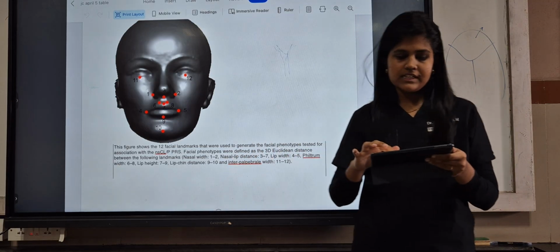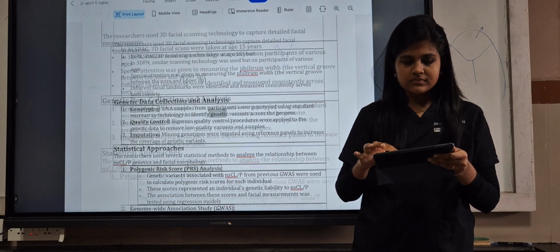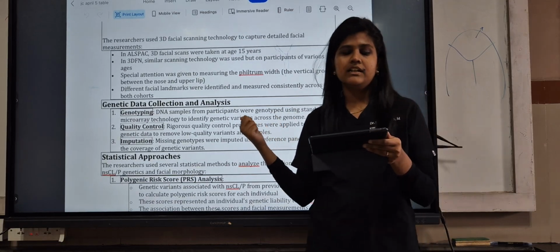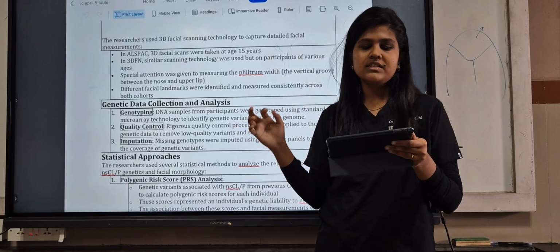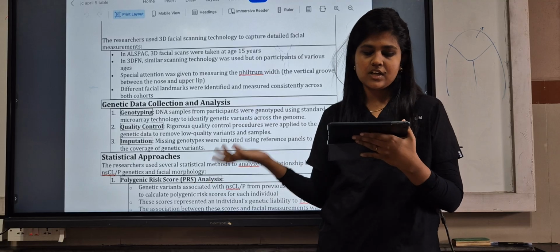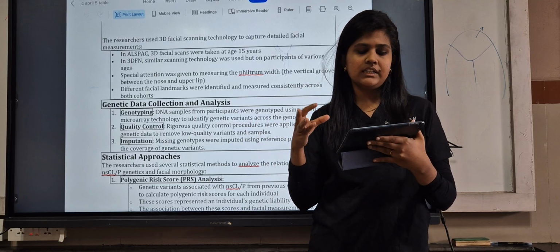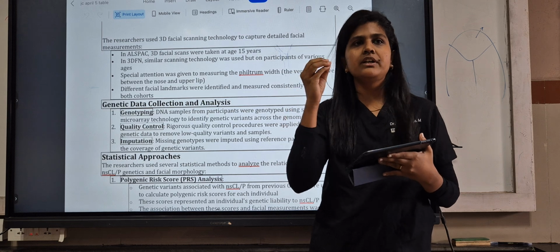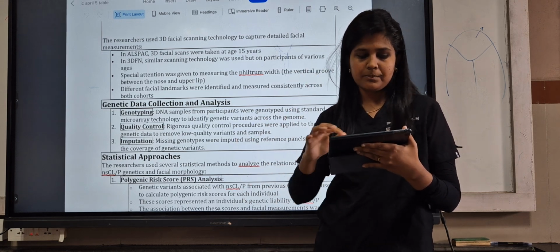They marked and labeled all these things, and in this 3D facial scan, it was taken for children at around 15 years of age. Similar scanning technology was used on participants of various ages. Special attention was given to the philtrum of the lip, which is a vertical groove between the nose and the upper lip.